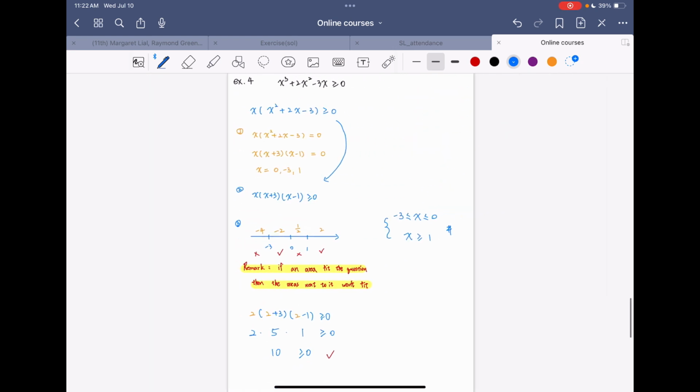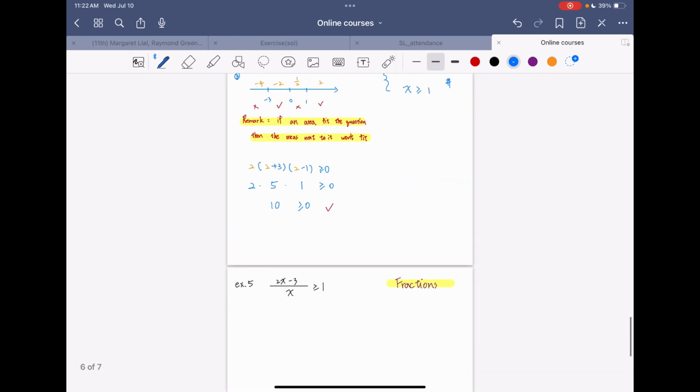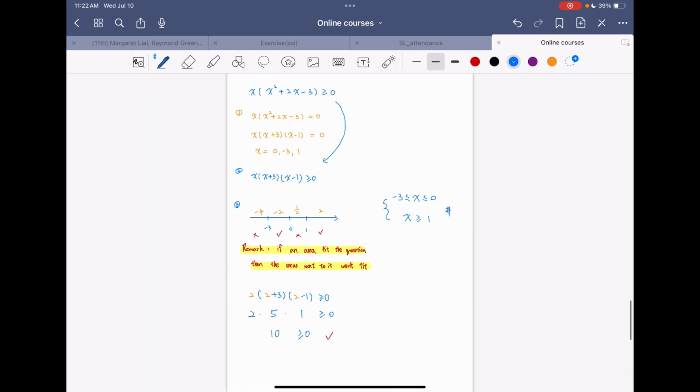Okay, and that's for this one. And the next part will be fractions, so let's start right here.